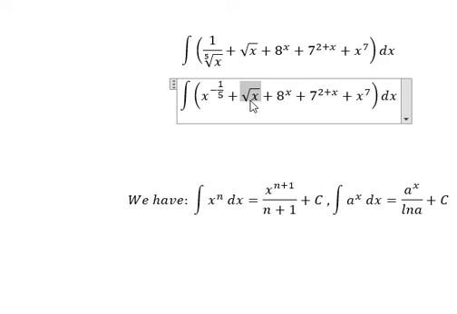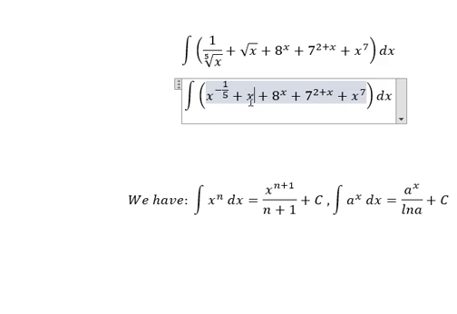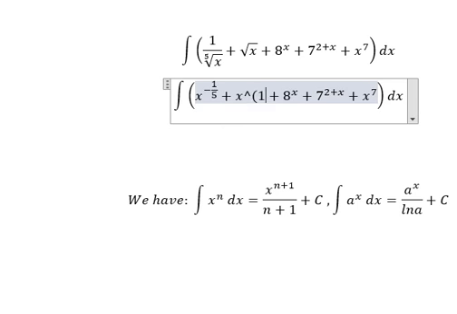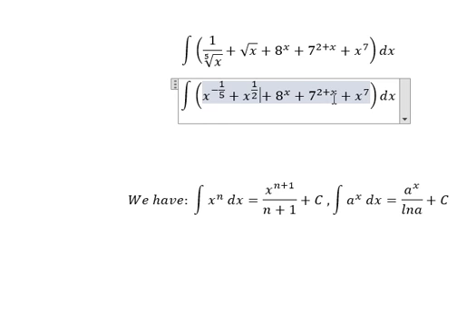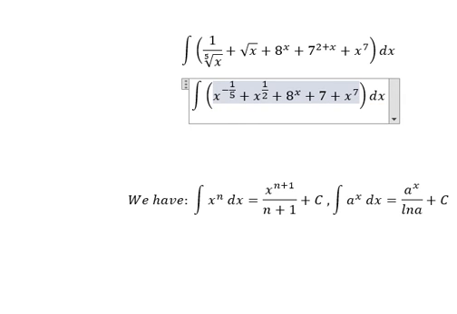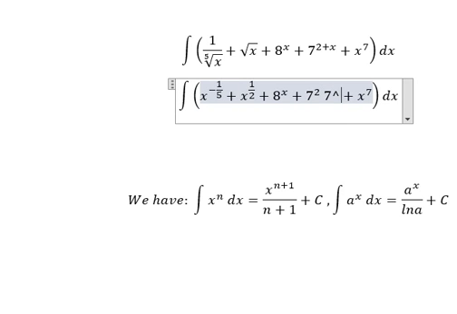The square root of s, we have s to the power of 1 over 2. This one I can write as 7 to the power of 2 and 7 to the power of s, and this one we have 49.